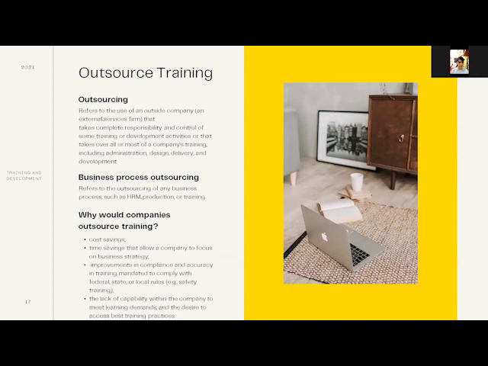So why would companies outsource training? Because it is cost saving? Yes, because when companies outsource the training, it's very time saving and allows the company to focus more on business strategy. And this improves accuracy in training mandated to comply with federal, state, or local rules, addresses the lack of capability within a company to meet learning demands, and satisfies the desire to access best training practices.